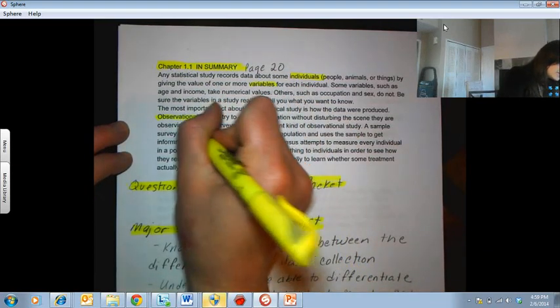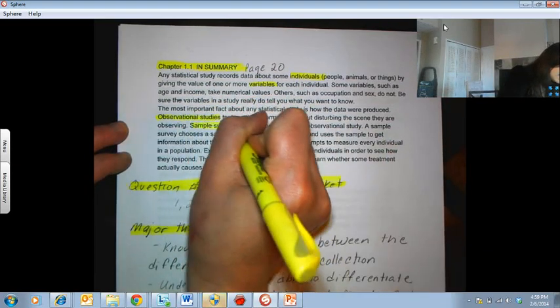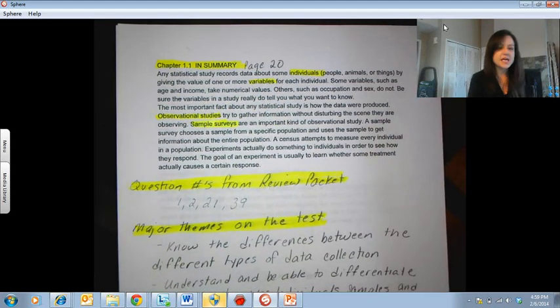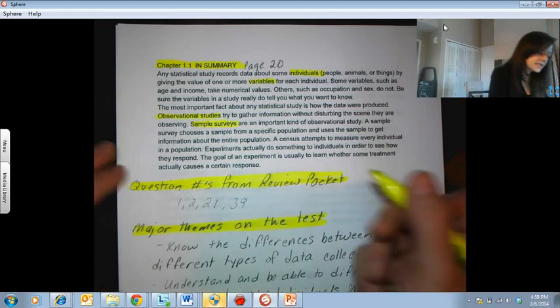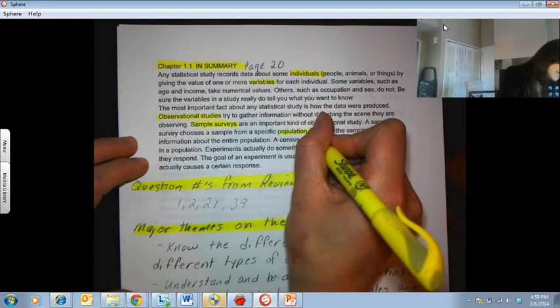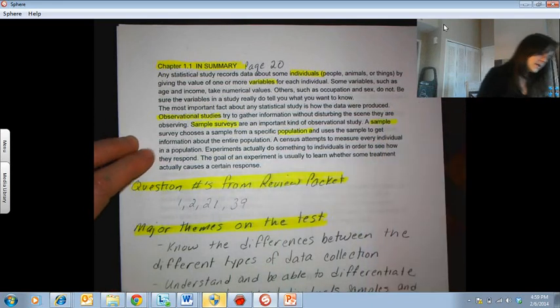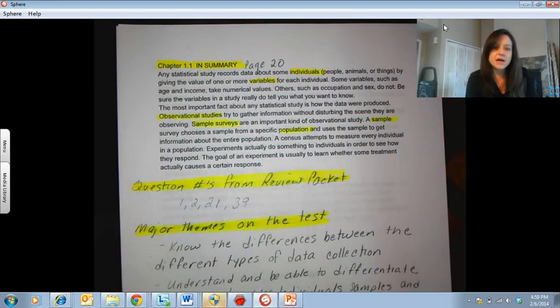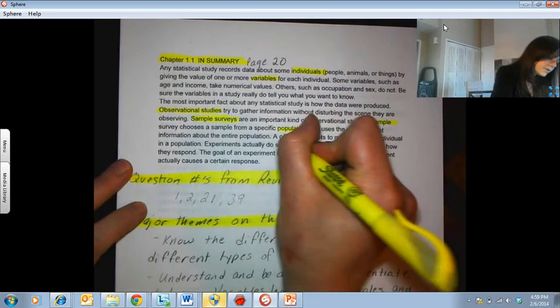Sample surveys. All of the different ways of getting data you're going to need to know and differentiate. A sample survey chooses a sample from a specific population and uses the sample to get information about the entire population. You're going to really need to understand the difference between the population and the sample. Population. Sample. A census attempts to measure every individual, very important.